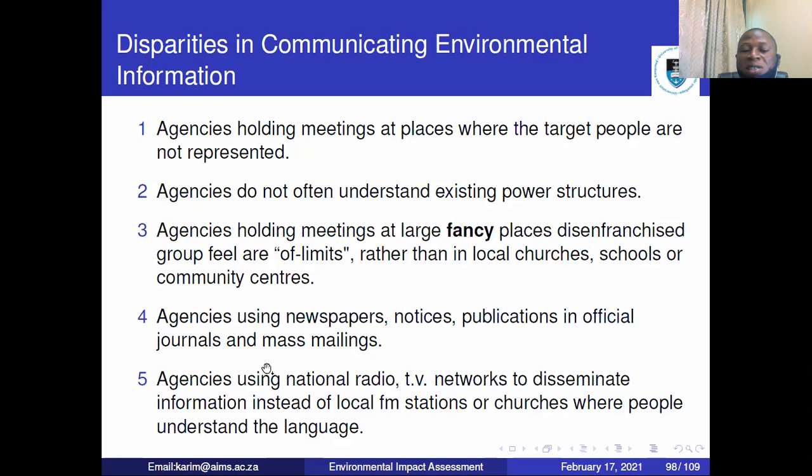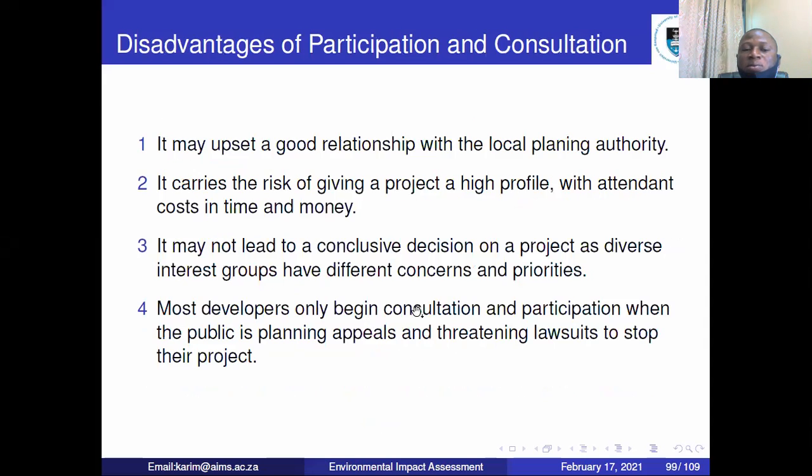Newspapers, publications, not everyone reads newspaper. So identify where they get their information and then talk to them. Otherwise, people will be disenfranchised from giving the right input, or from knowing that this is the project that is going to be implemented. So with agencies using national radios, it's not everyone that may use a national radio. So you need to use the local one where the affected people can have access to the station to listen to the information.